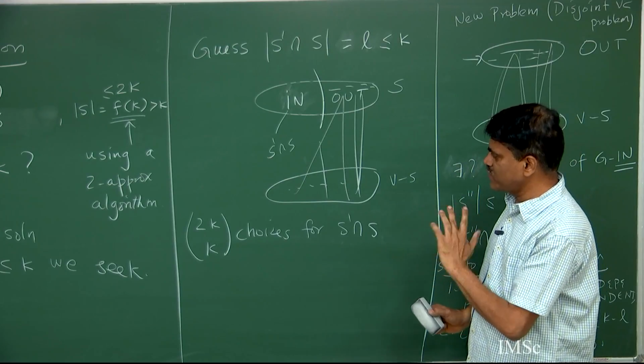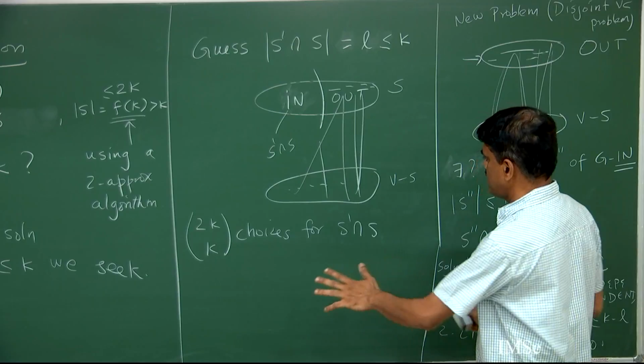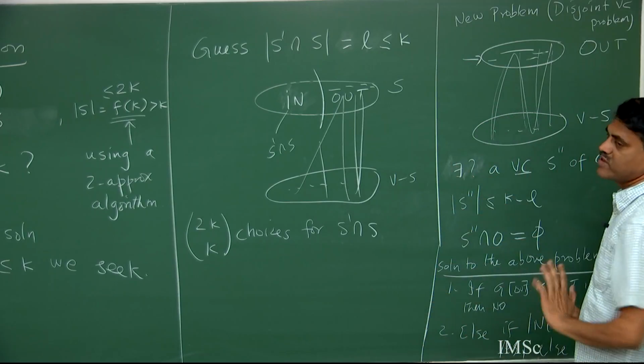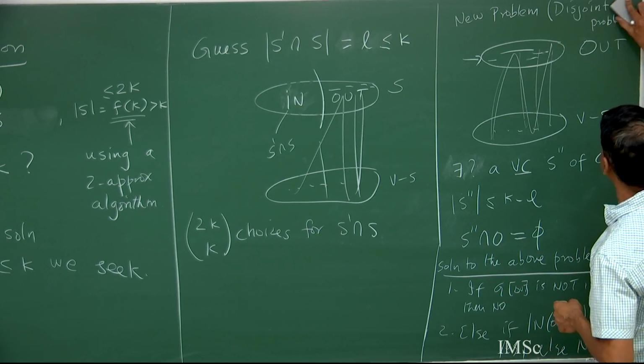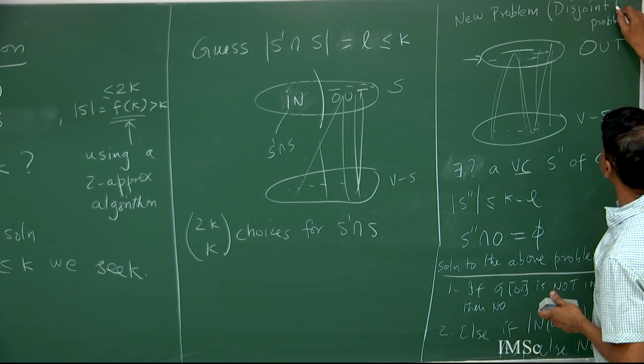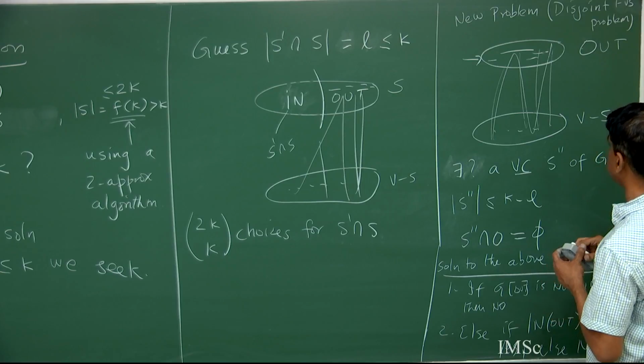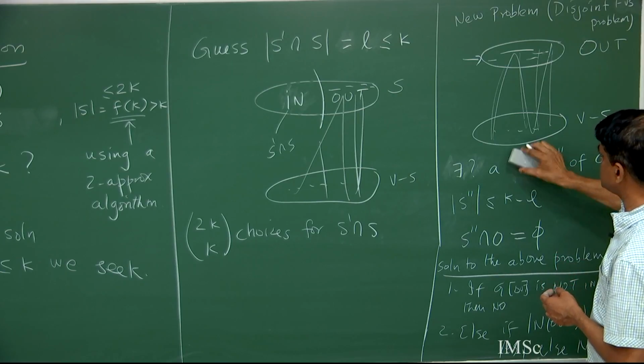Okay, for now, but we will do a tight analysis later. So this part remains as it is, right? Now, what is the new problem? It's the disjoint FVS problem. What is the question?